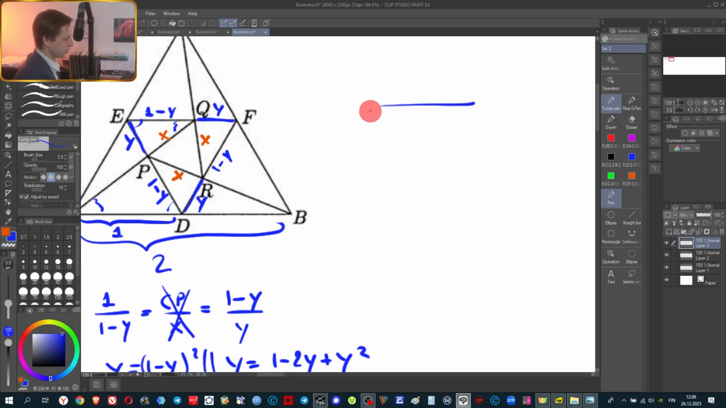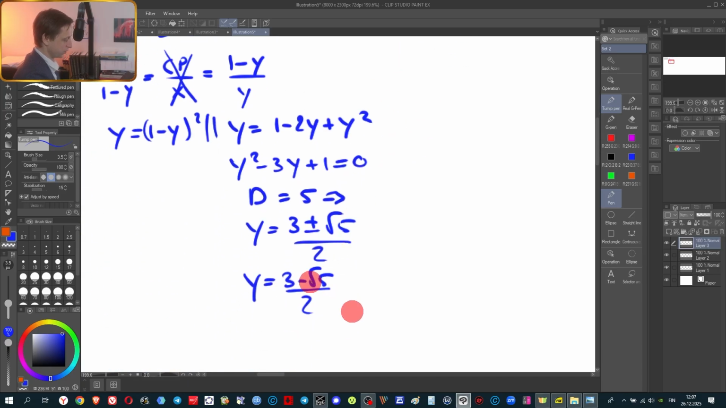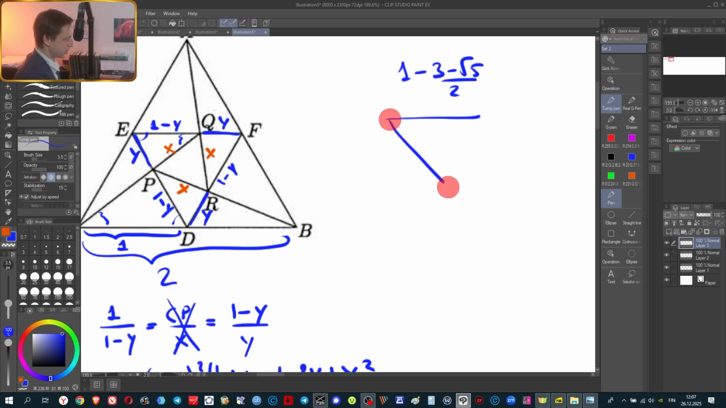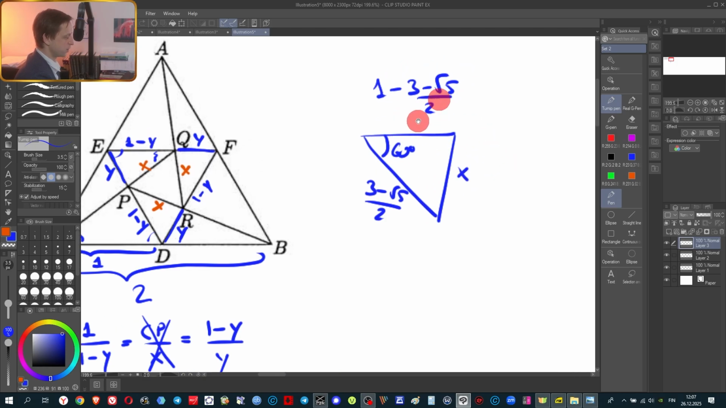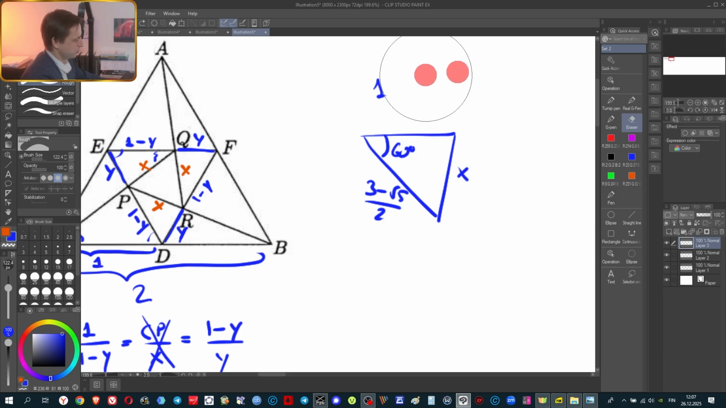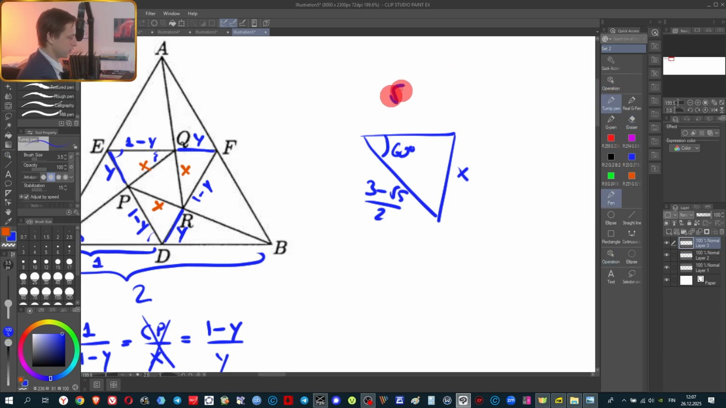Really, let's redraw it. This side has a length 1 minus 3 minus square root of 5 over 2. We will simplify it very soon, and this one is simply y, is 3 minus square root of 5 over 2. This one is 60 degrees, and you need to find x. So let's simplify this expression. So it will be square root of 5 minus 1. Eventually, this one will turn out to be square root of 5 minus 1 after we add fraction, and the number, let's use cosine rule.